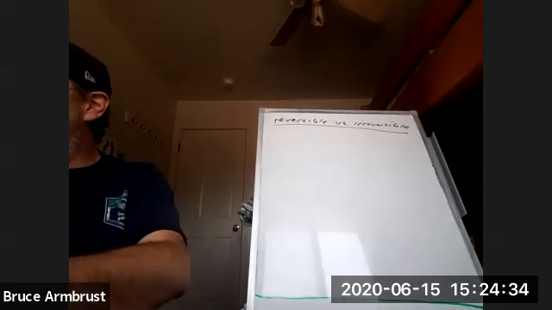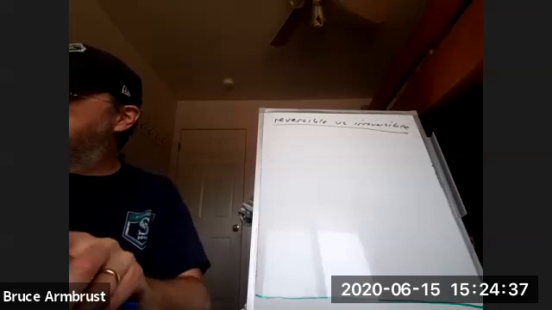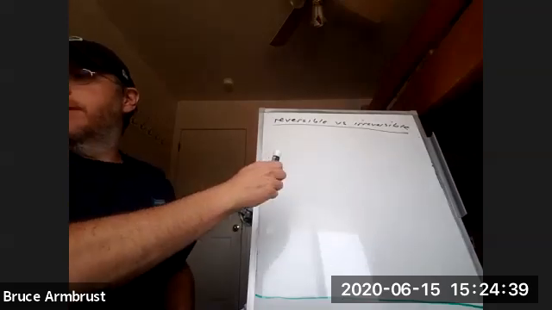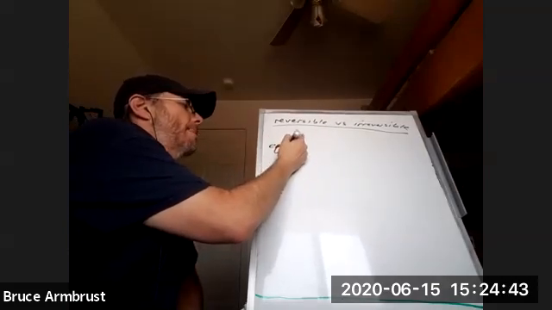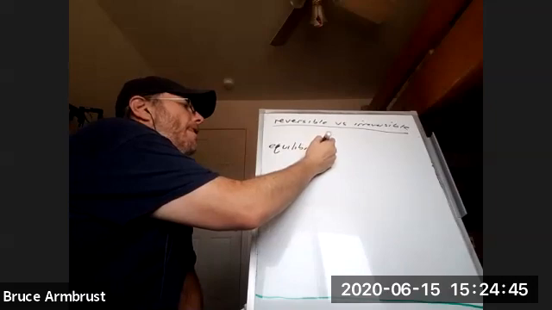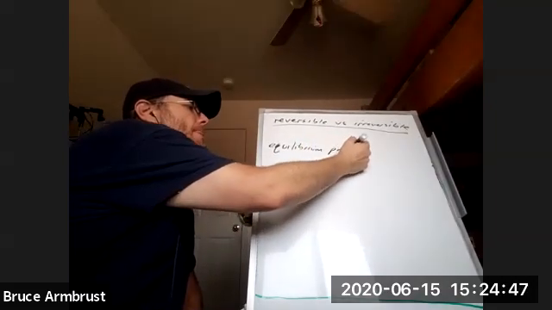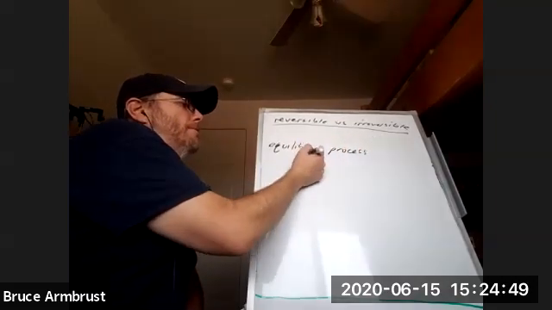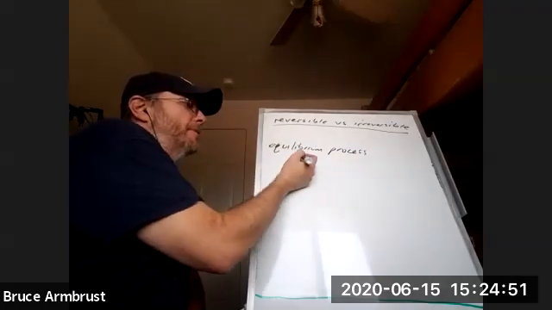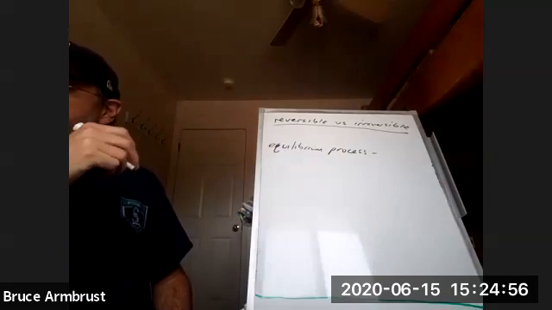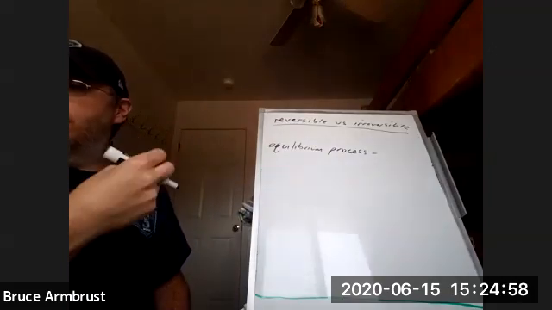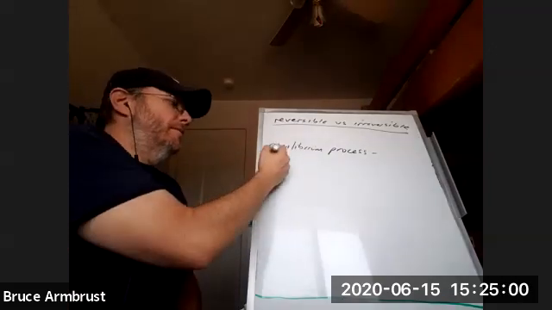Okay, so we've got reversible and irreversible. And then we also have what we call equilibrium processes. So an equilibrium process, this is one where the system is always in thermodynamic equilibrium.